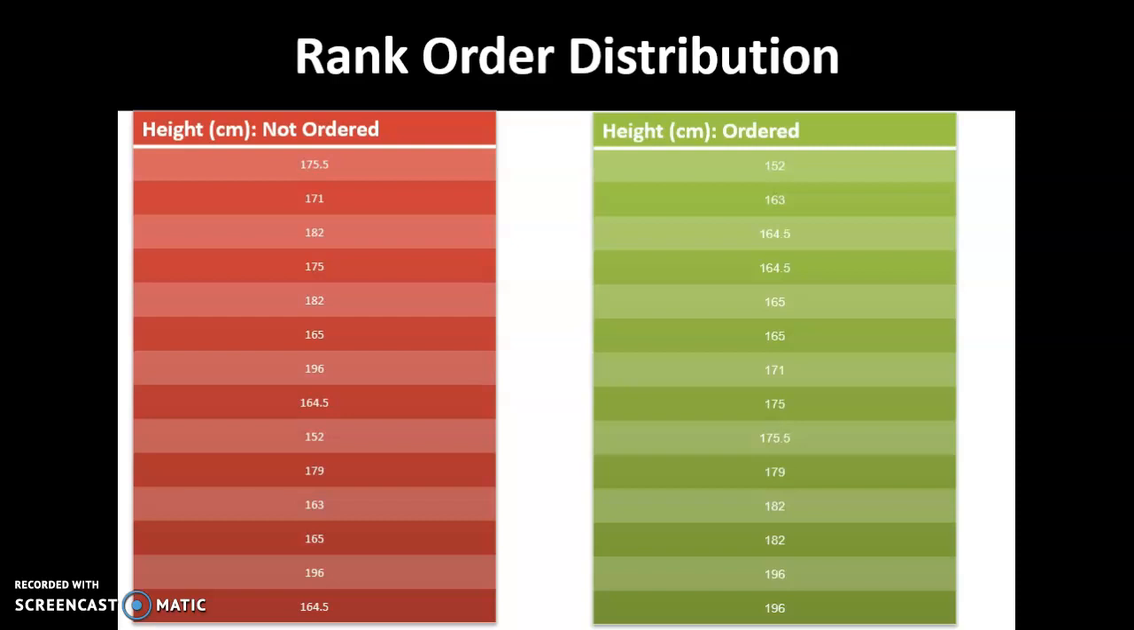The red table is where the data is not ordered. As you can see, you've got values of 175.5 centimeters all the way down to the bottom of 164 centimeters. If you were trying to work out things like the range for this, it would take you a while because you'd have to compare each value with the next, and so forth. However, on the right hand side of my slide, the green table, I have rank ordered this data. This data is a lot clearer and easier to be interpreted as well, because anybody can just go down and say the first value is the lowest, and so forth.